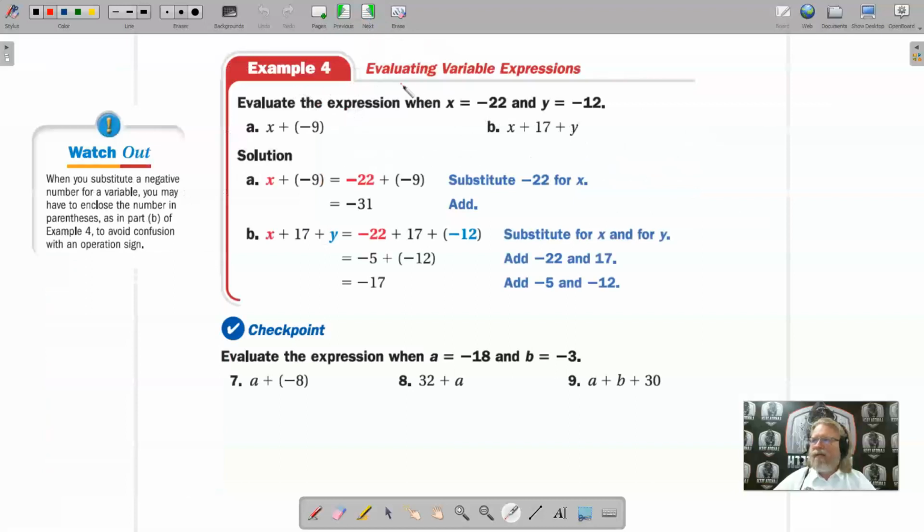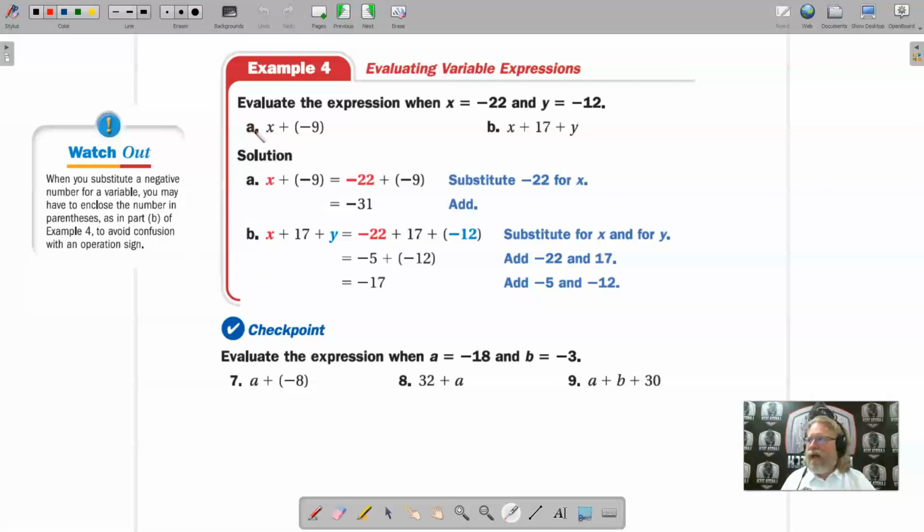Here we see example 4 of evaluating variable expressions. So we know that evaluating means that we are going to take the number that they give us, the value of the variable. A variable is a symbol that represents a number that can change, or a value that can change. In this case, they're assigning negative 22 to x and negative 12 to y. So we're just going to substitute those values in where we see the x and the y, and then actually solve to get a final answer. That's what it means to evaluate.